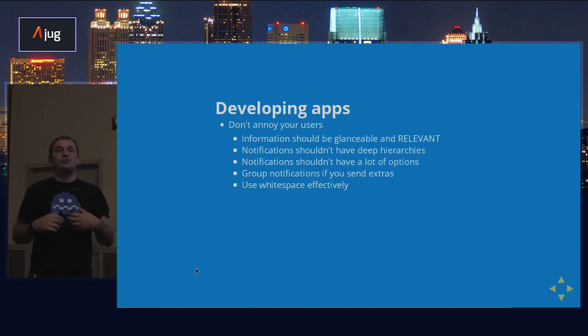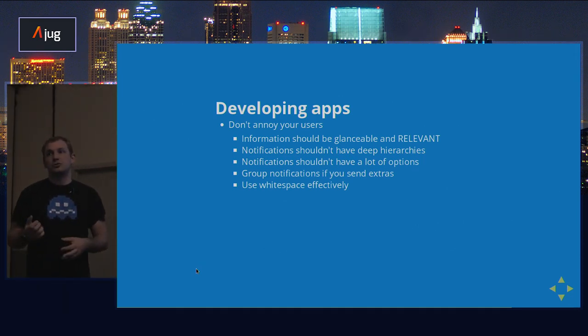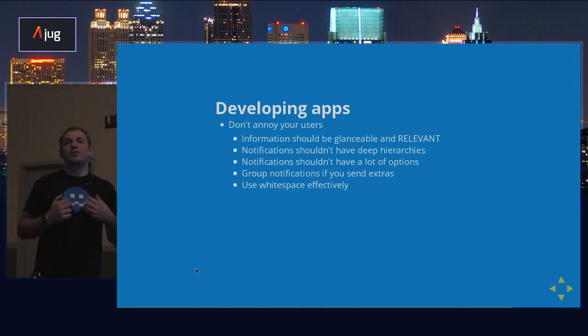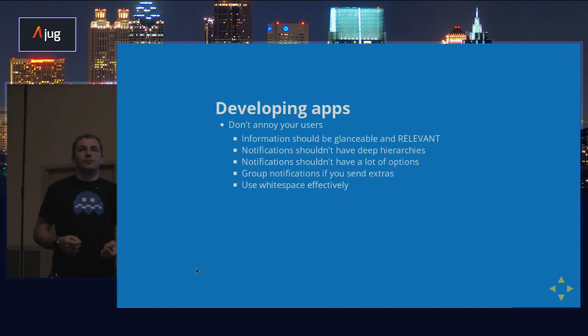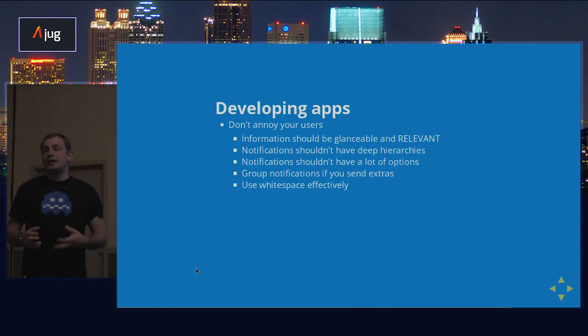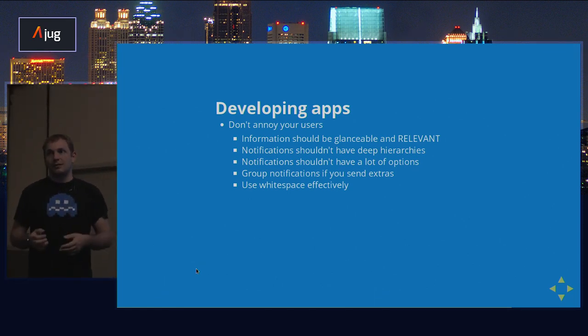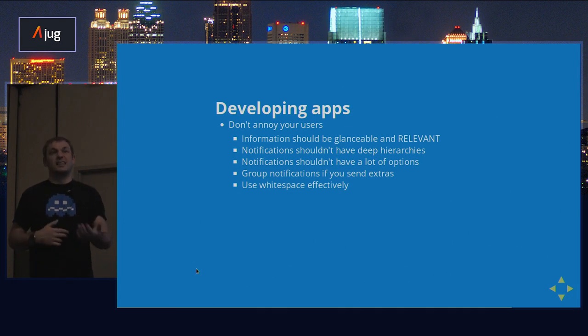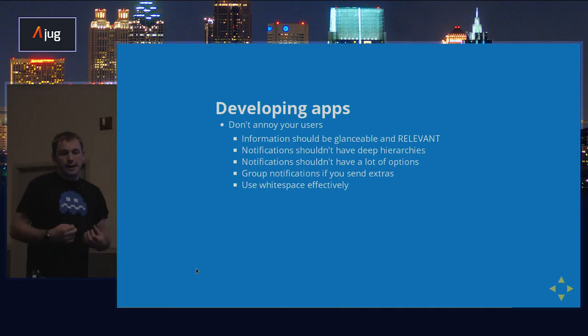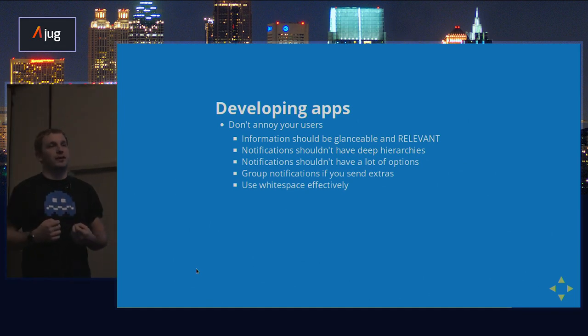You shouldn't have to interact with a notification to really get any meaningful information out of it. You shouldn't have a lot of things you can do in response to a notification. So if someone sends you a meeting invite, having a yes or no, accept, decline button is fine, but having perhaps an 8-page form that you have to fill out to explain why you declined and things like that is wrong. Another important thing to know is to use your white space effectively.